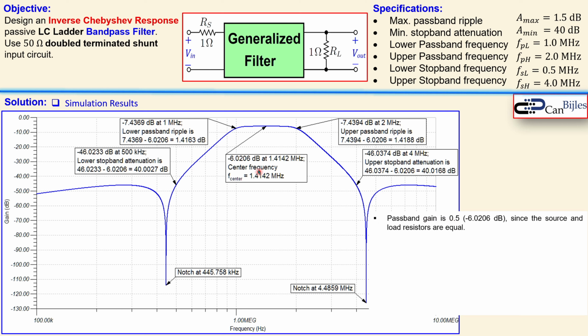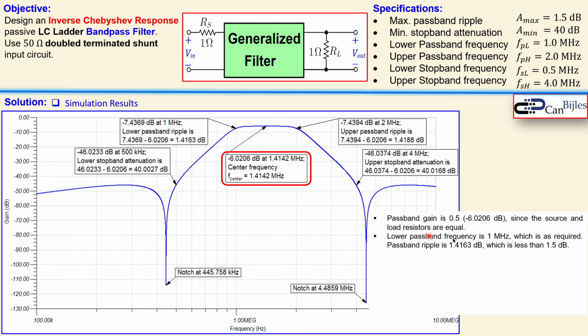So what we see, let's go one by one. The passband gain is 0.5. Why? Because at the passband frequency there's a gain of 1 over 1 plus 1, which is then a half, or 50 over 50 plus 50, which is 50 over 100, again 0.5. Now in dBs that's approximately minus 6.02 dB, which is also shown here.